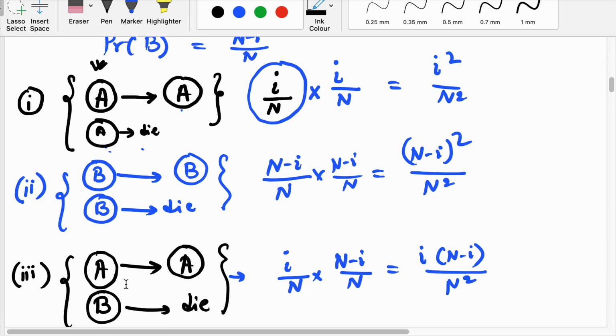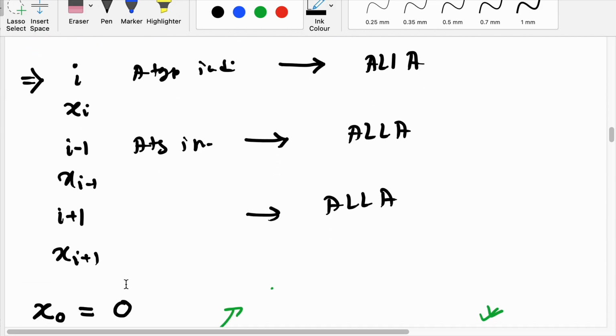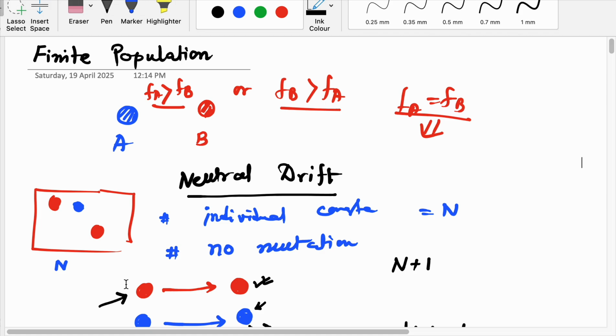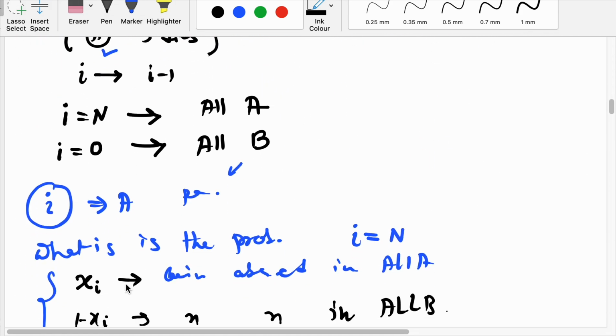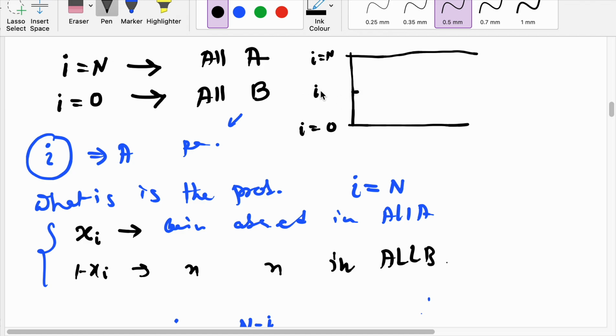Now we have seen what random drift could do. Because of random drift, suppose there are i individuals of type A in the population. This boundary corresponds to i equal to n, and this boundary corresponds to i equal to 0. Now suppose the population starts from any state here, say i equal to n by 2.